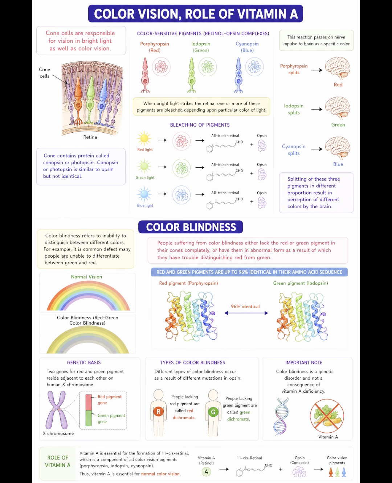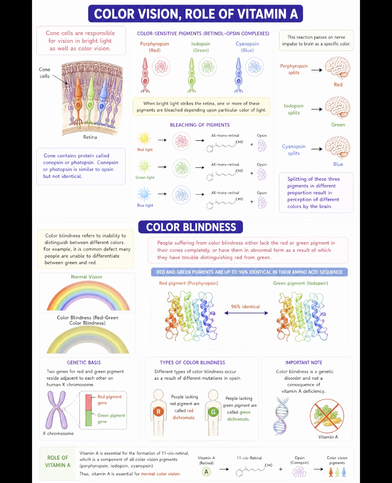When a bright light strikes the retina, one or more of these pigments are bleached depending upon the particular color of light. The pigment dissociates to all trans retinol plus opsin, as in the case of rhodopsin, and this reaction passes a nerve impulse to the brain as a specific color: red when porphyropsin splits, green when iodopsin splits, or blue for cyanopsin. Splitting of these three pigments in different proportions results in perception of different colors by the brain.